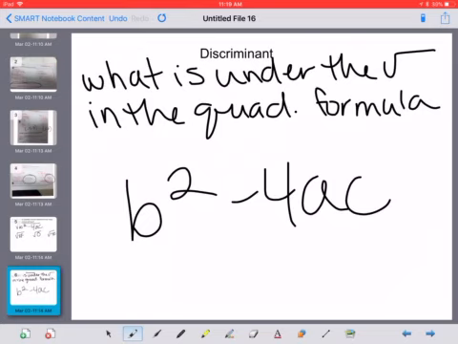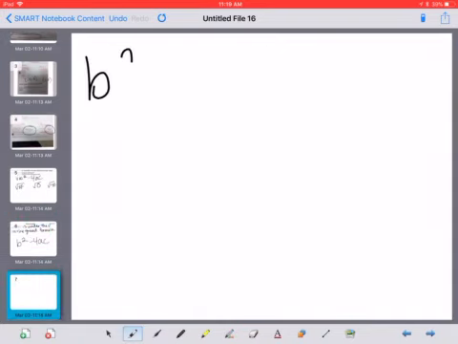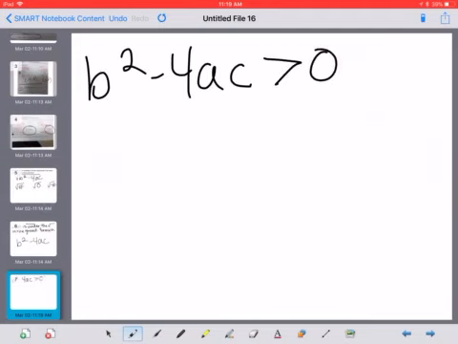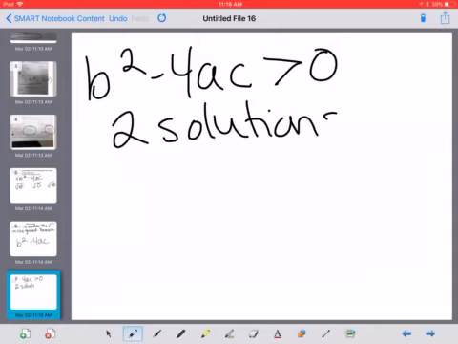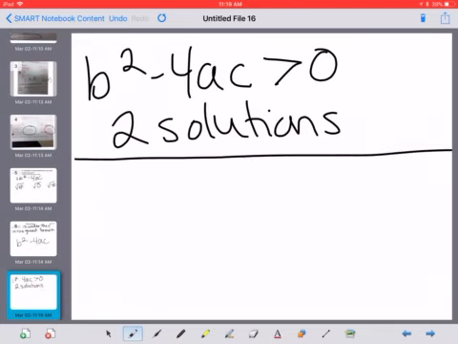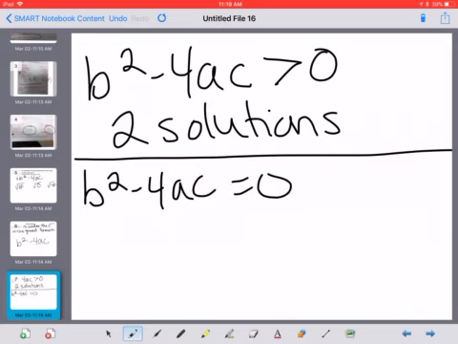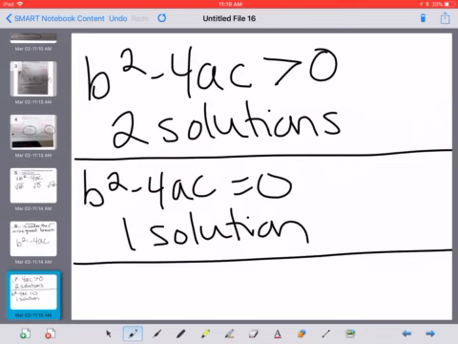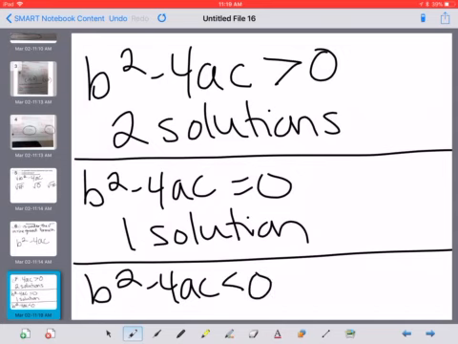So we kind of have already said it, but if the discriminant, b squared minus 4ac, is greater than 0, which is a fancy way of saying it's positive, then we will have two solutions to a quadratic function, again, meaning that we would have two x-intercepts. And then if our discriminant is equal to 0, then we will just have one solution. And then if our discriminant is less than 0, which is just a fancy way of saying it's negative, there will be no real solution.